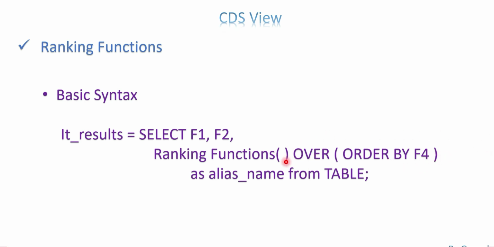The ranking function is followed by OVER and ORDER BY. This is my ranking condition. Based on the values, the result set is produced, and my ranking function is applied based only on the field F4. This can be a single field or multiple fields you can use in ORDER BY. Based on that, the query set is divided and the ranking function is applied. The alias name is mandatory for this.